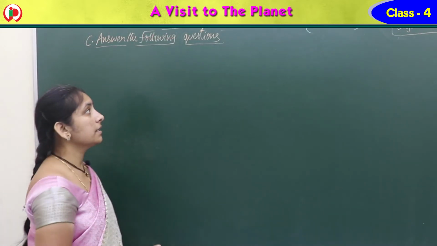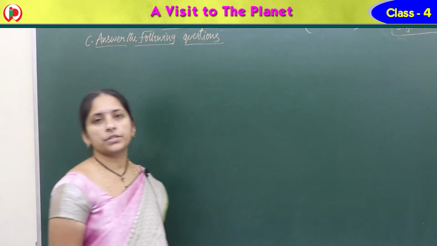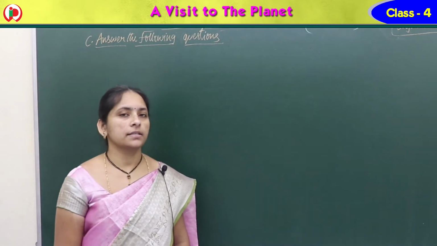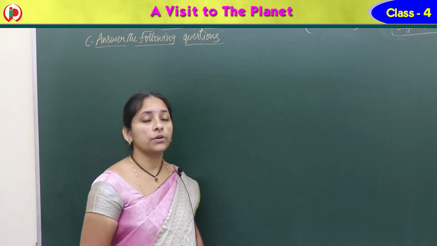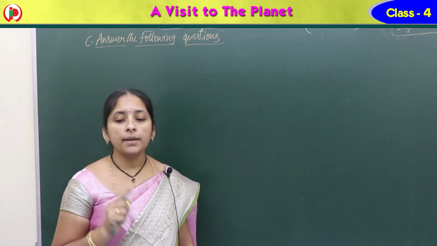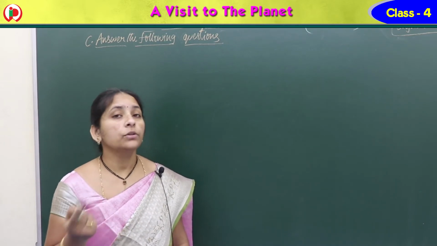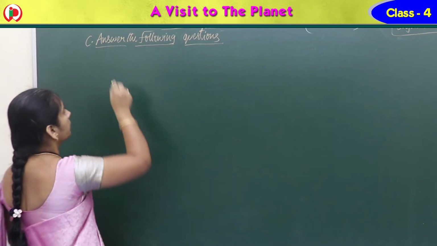Yes, see children, the third one we have here, answer the following questions. We didn't complete the question answers in this, right? Now we have these question answers. So see the first question. What is the first question? Read all of you. Where did Minnie go and with whom? Where did Minnie go and with whom? So write the question first.